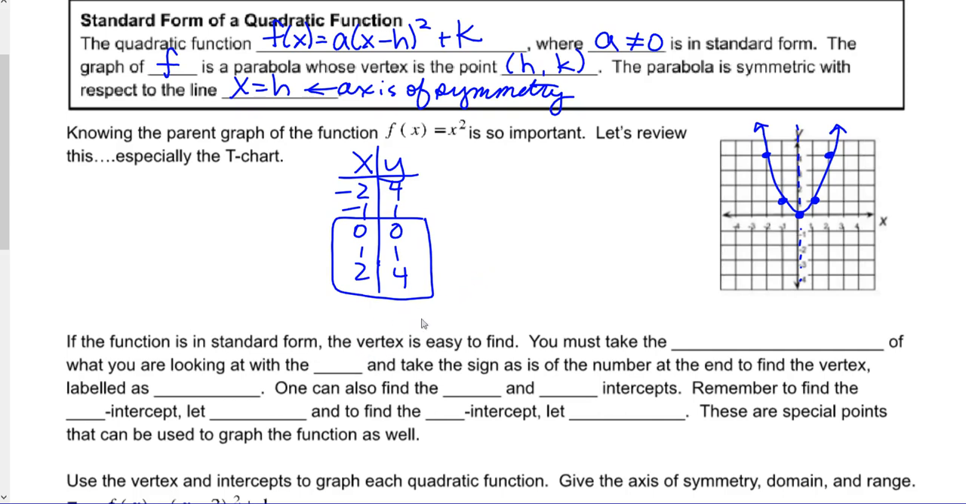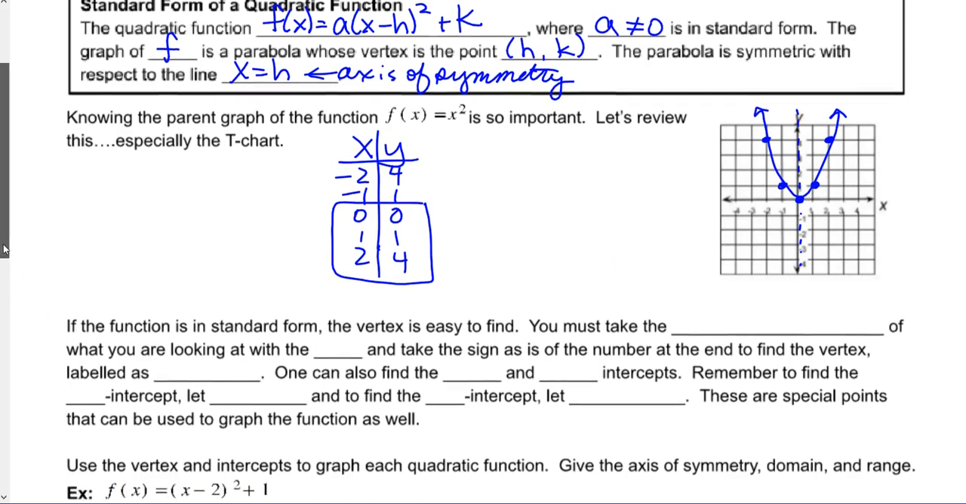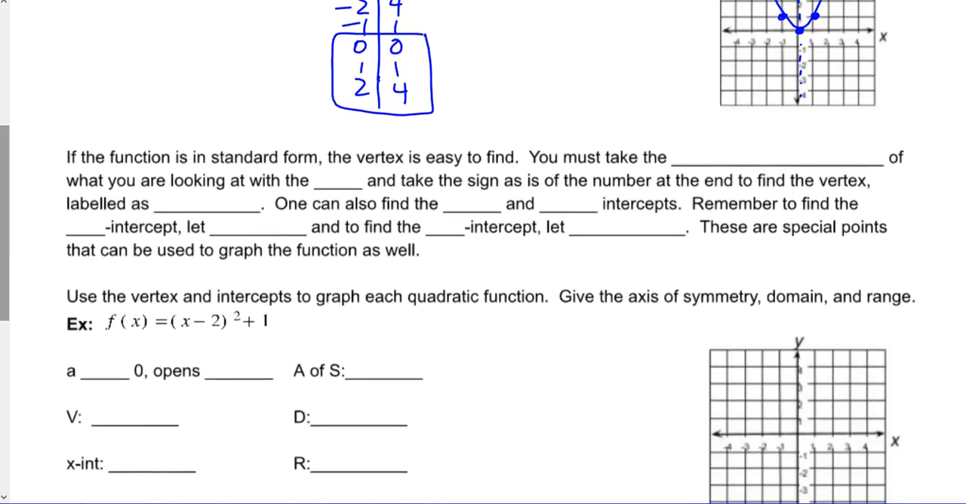All right, so this means from my vertex, I would move over 1 and up 1. From my vertex, move over 2 and up 4. So you can see that from here. From the vertex, move over 1 and up 1, over 2 and up 4. That's going to be very helpful whenever we are graphing these other ones that have moved, okay?